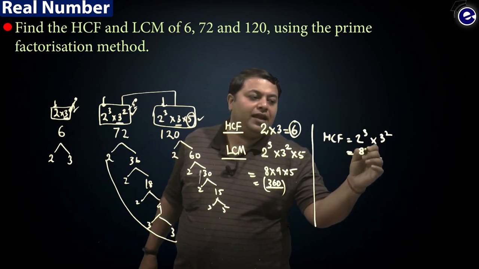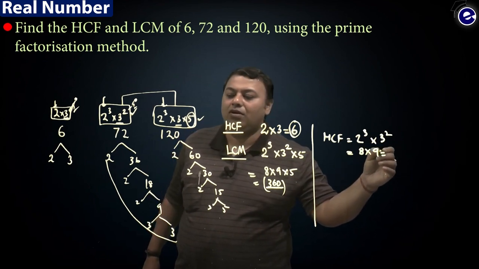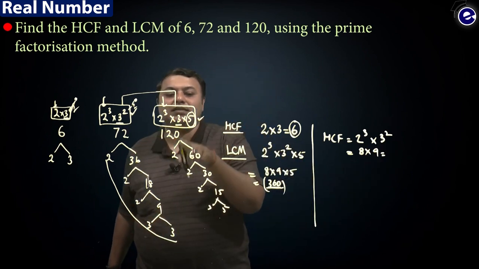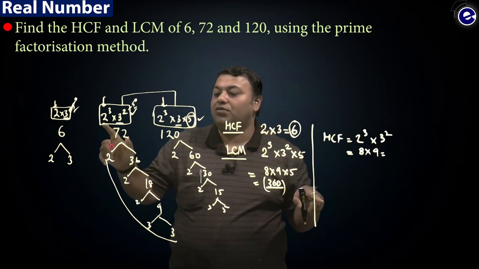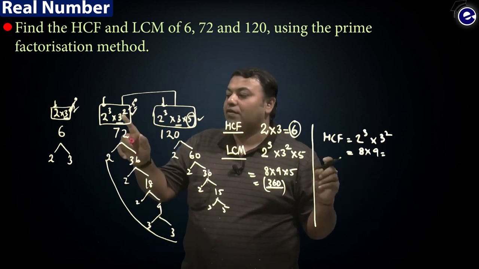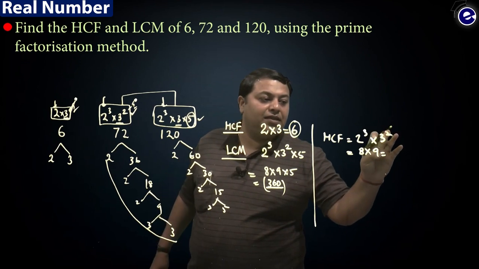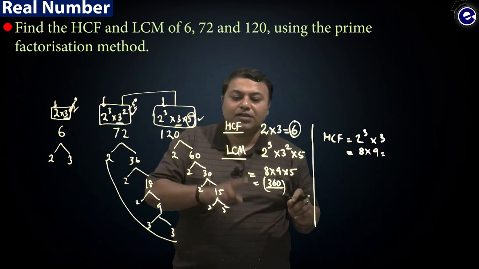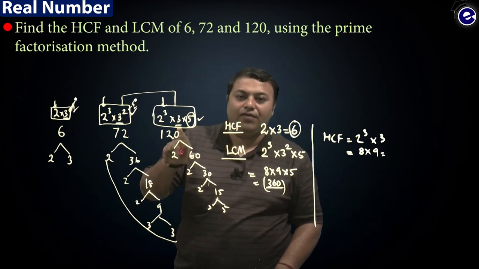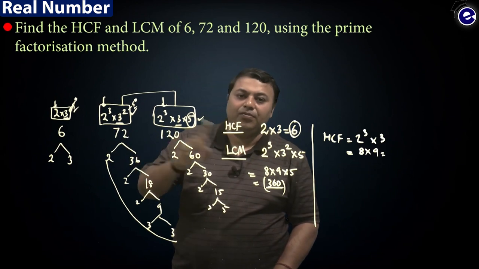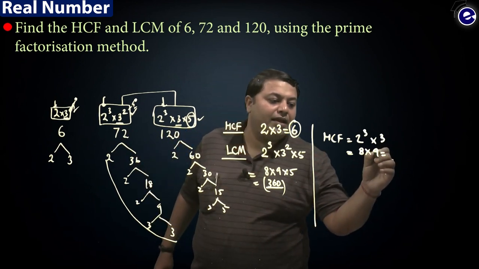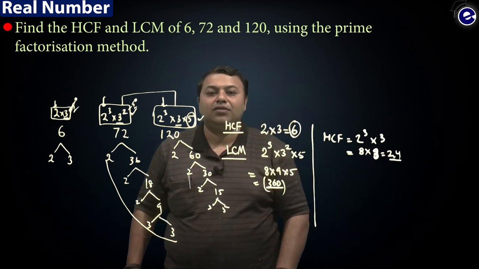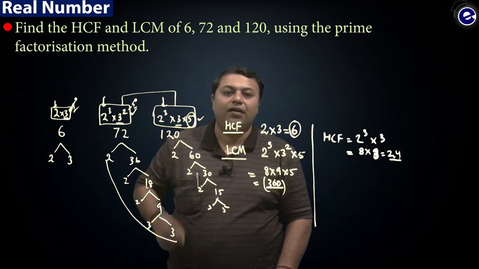Wait, let me correct that. For the highest common factor you have to take the lowest value. So 2 cube is the same in both, and out of 3 square and 3, it is going to be 3 only. If they are the same, you put it as it is. So this will be 8 into 3. 8 threes are 24. So 24 is the highest common factor between 72 and 120.